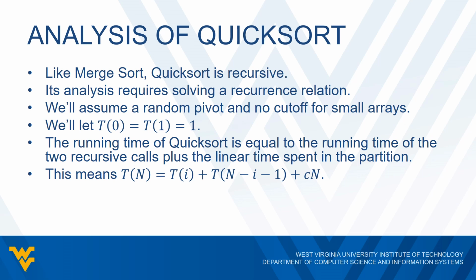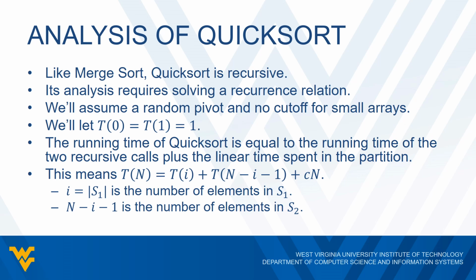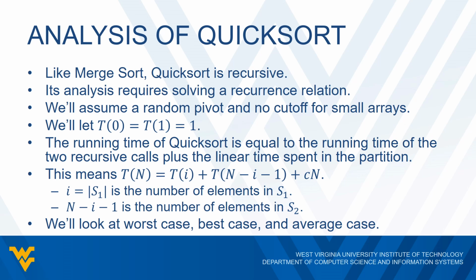So how did we get this big formula? Well, i in this case is going to be the number of elements in S1. And then n minus i minus 1 is going to be the number of elements in S2. So what we're just saying here is we're taking the running times of performing quicksort on S1 and S2, and then we need to add in the time it takes to do the partitioning. Now, what we'll do here is we'll look at the worst case, the best case, and the average case for Quicksort.